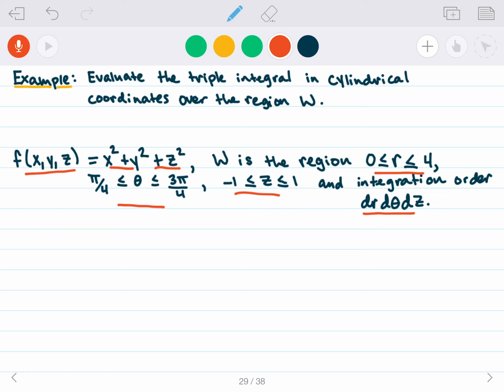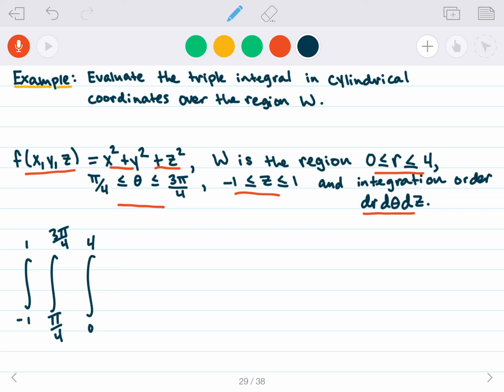So let's go ahead and set up our integral and go ahead and evaluate this. So z is going to be last, so I'm going to put that on the outside from -1 to 1, right? I'm just looking at my integration order. Theta is in the middle, so theta varies from pi over 4 to 3 pi over 4. And the first one we're going to evaluate is with respect to r, so we're going from 0 to 4.